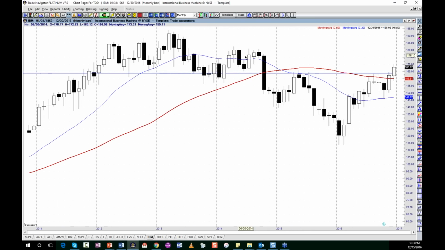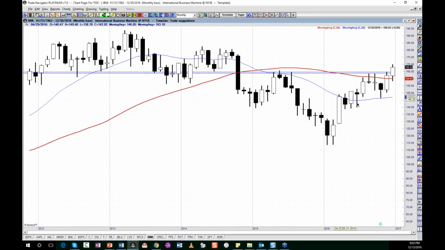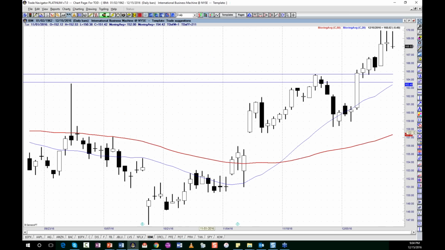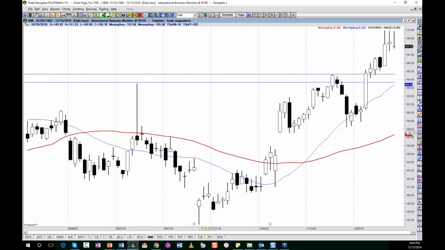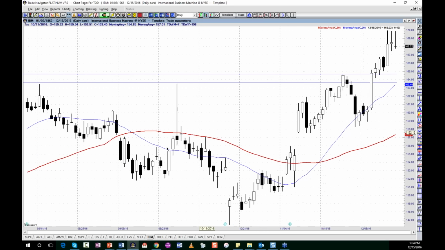And here's the next major resistance area where we are looking at a monthly chart. Okay, up at the 181 area. Okay, so the question, if I was in the stock, would I get out of it? I would take some profits, yes. But I would stay net long.